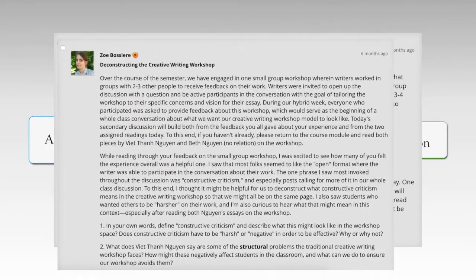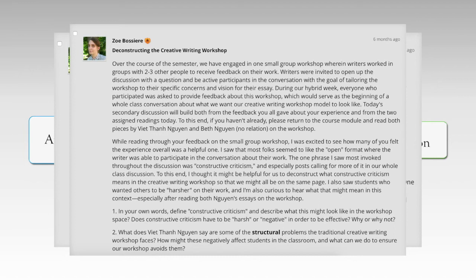Then, I assigned students several essays critiquing the traditional creative writing workshop model and asked them to discuss the essays in a second forum.